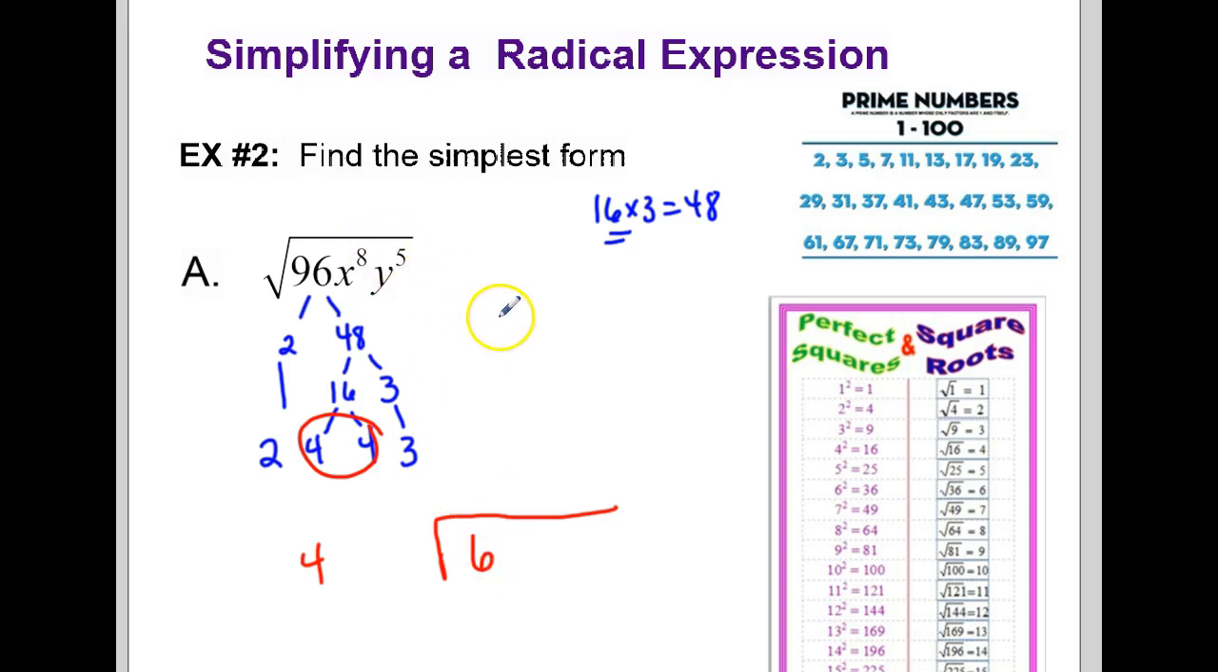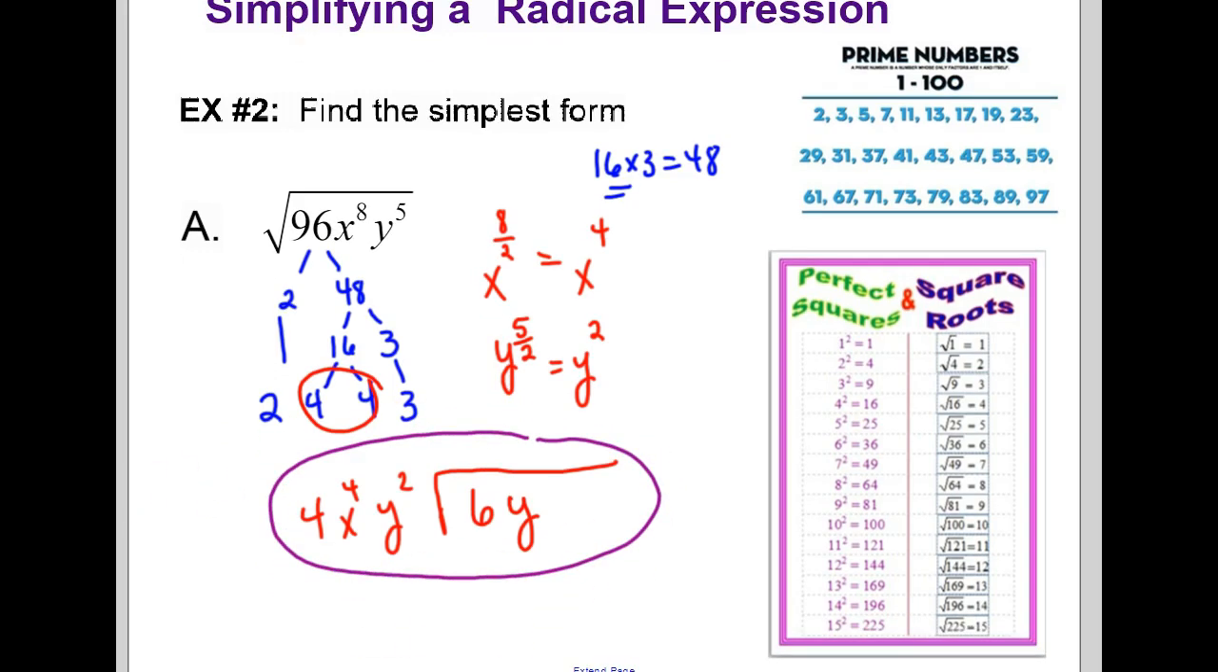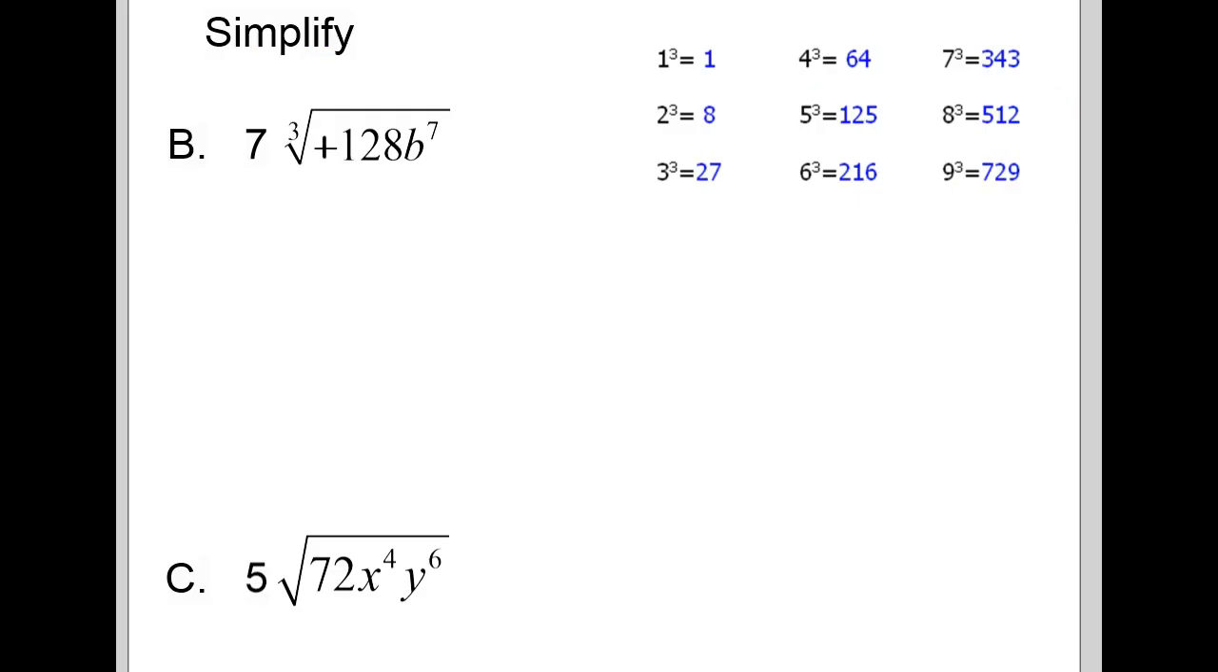Now I'm going to come through and take care of this x to the 8th. I'm going to divide it by 2. That's going to give me x to the 4th. And then I'm going to take y to the 5th, and I'm going to divide it by 2. That's y squared, but I have 1 left over. The 1 left over has to stay underneath the radical. And everything on the outside looks like multiplication. Okay? All right, let's see what else I have.